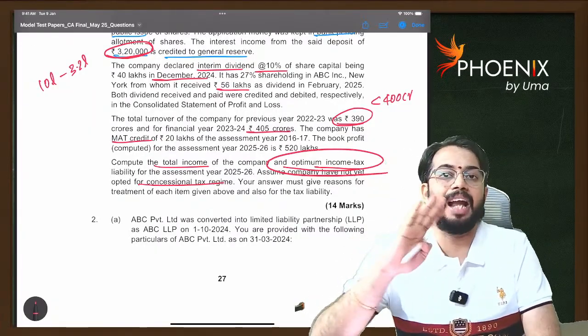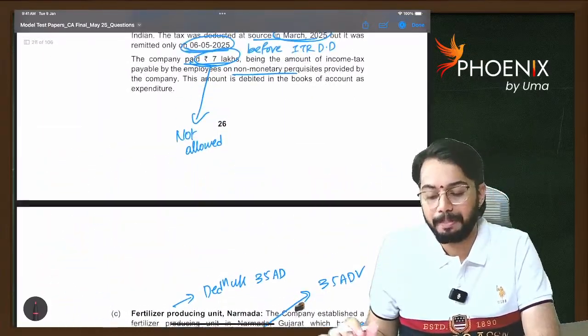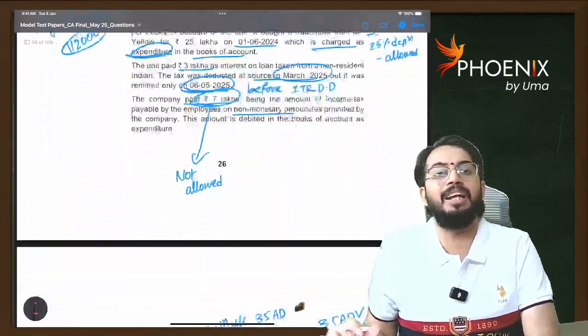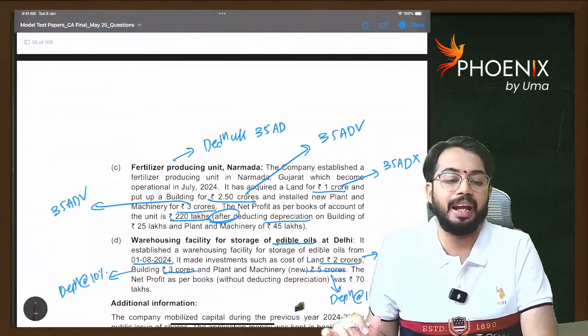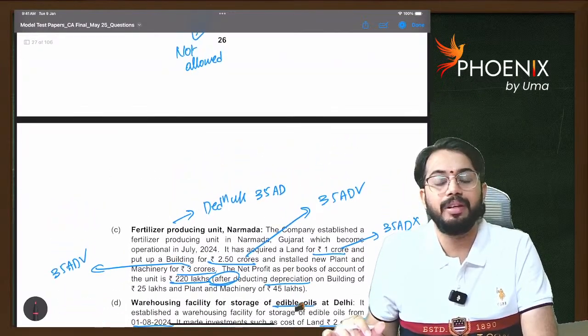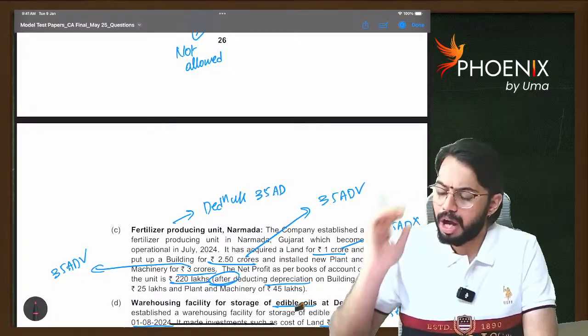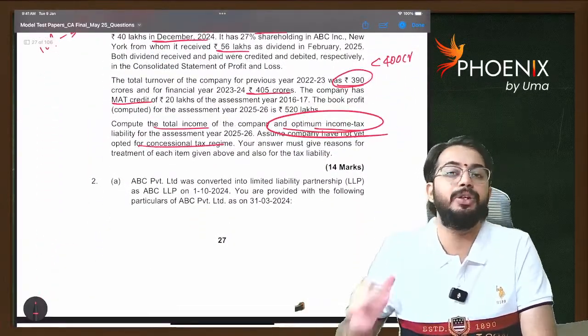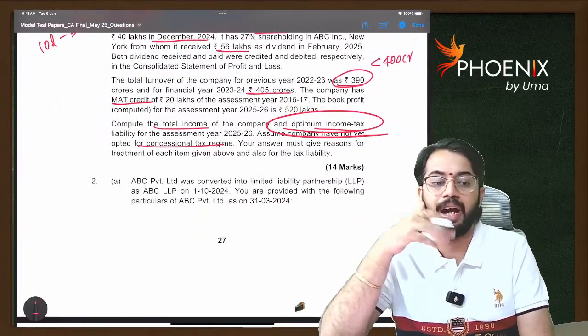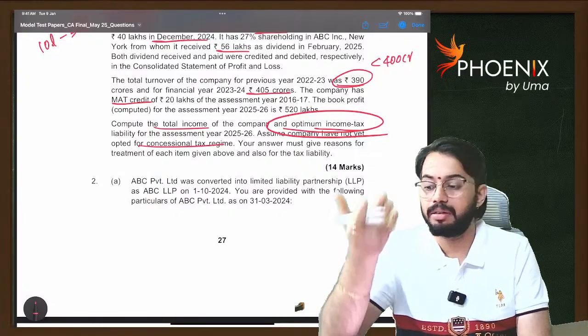First, we will calculate taxes under normal provisions. Then we will also calculate taxes under 115BAA. Wherever tax is low, that option we are going to choose. Are you able to understand? So I explained all the adjustments. You can go through the calculation. The answer is given in the material.